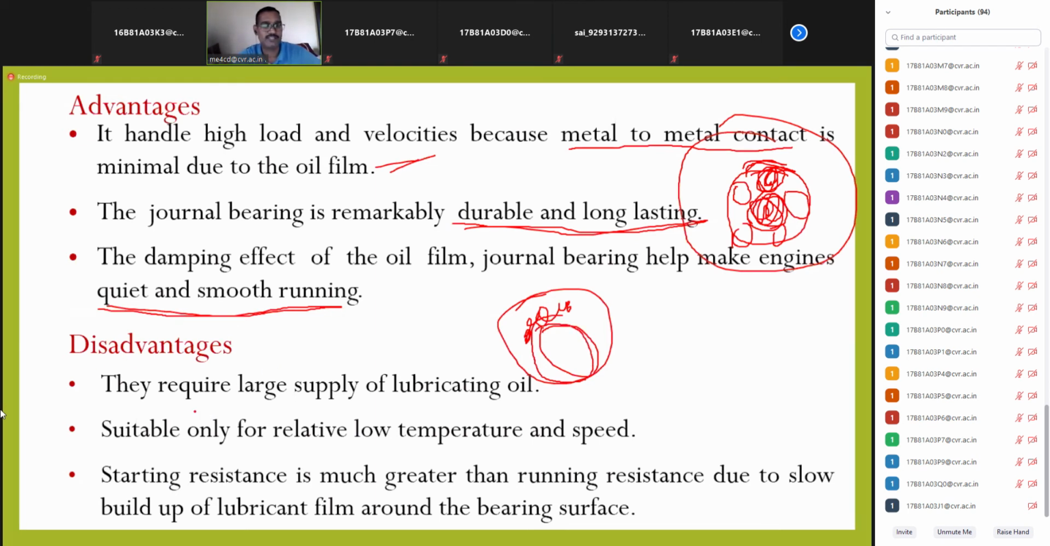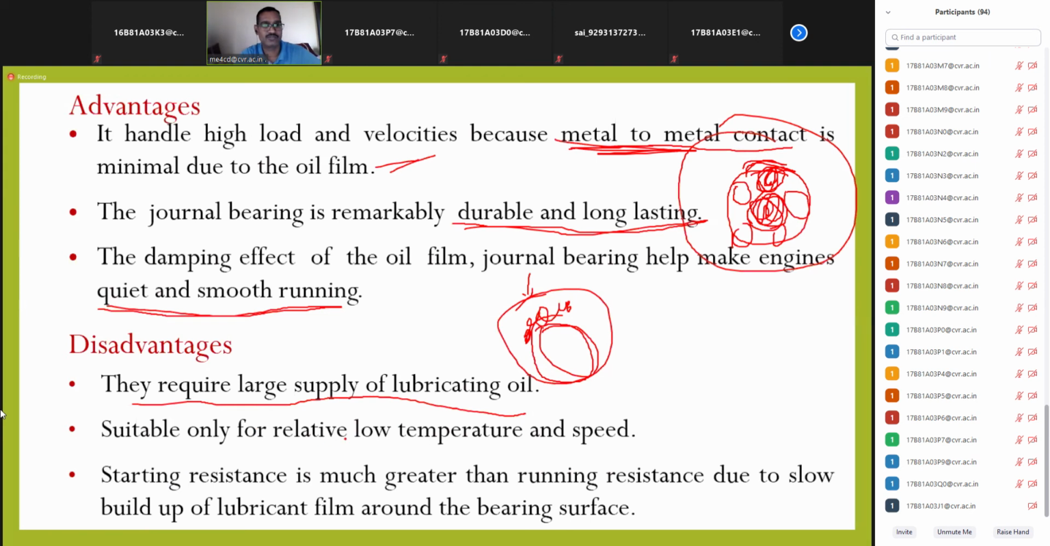And what are the disadvantages? They require a large supply of lubricating oil. So we need to monitor the supply regularly, whether the oil is there or not. If there is no oil, then you have to supply it. If there is no oil, then what happens? This will be the case again, metal to metal contact.